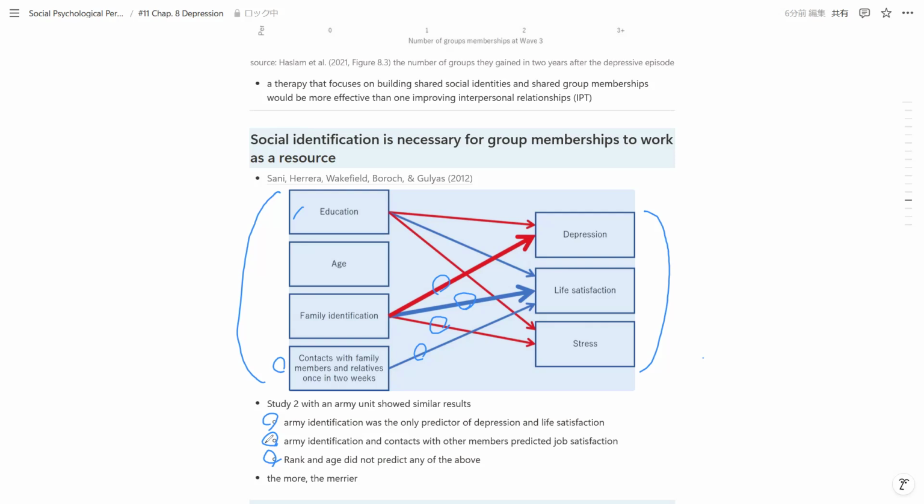So overall, I think the most important message from these two studies is that identification with family or army unit really predicts well-being outcomes. So yes, the more the merrier. Basically, the more groups you belong to, the happier you will be. But also, the more strongly you identify with your groups, the happier you would be, or the less you would experience depression. Okay.